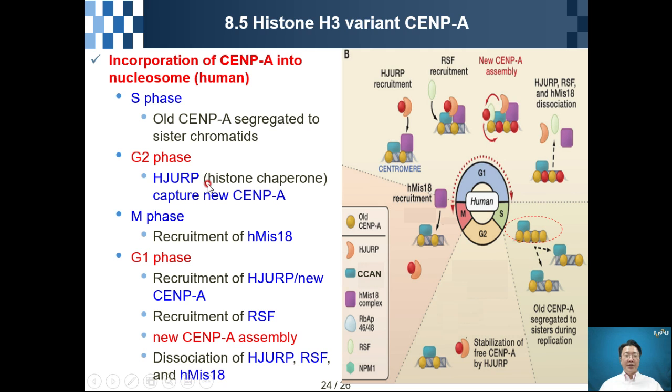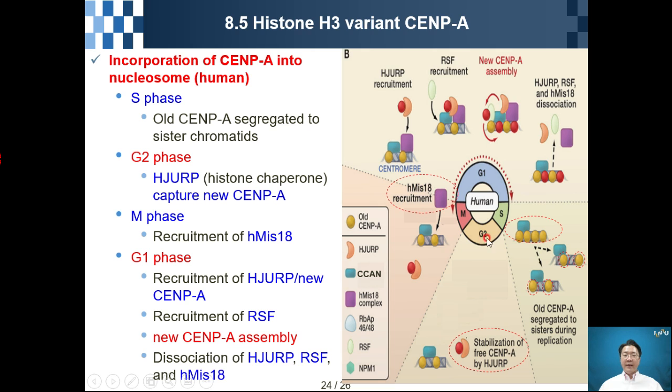HJURP is the histone chaperone. HJURP captures new CENP-A proteins. After that, during the M phase, the recruitment of the hMis18, human Mis18, happens.